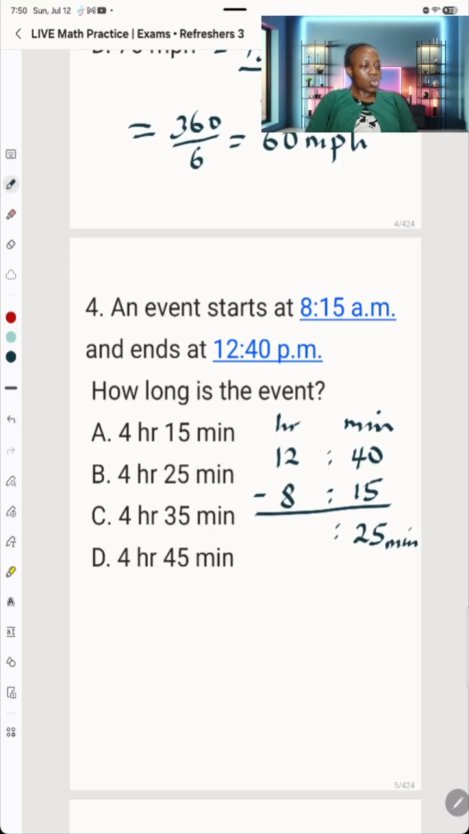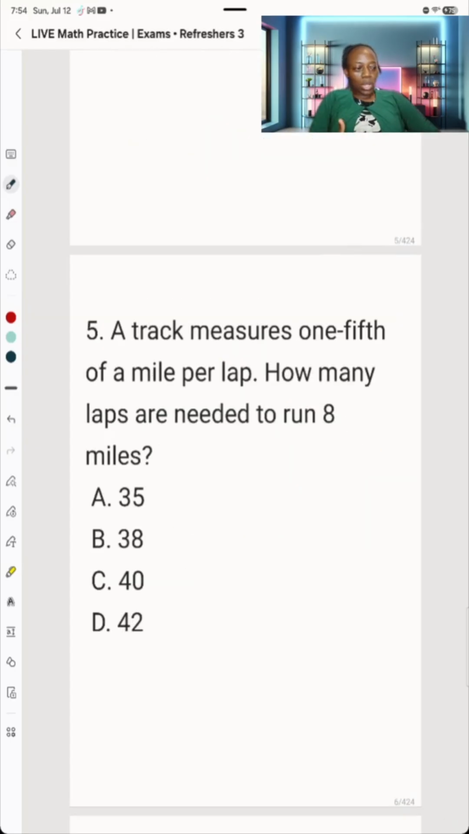Then 12 minus 8, that is 4. That will be 4 hours, 25 minutes.